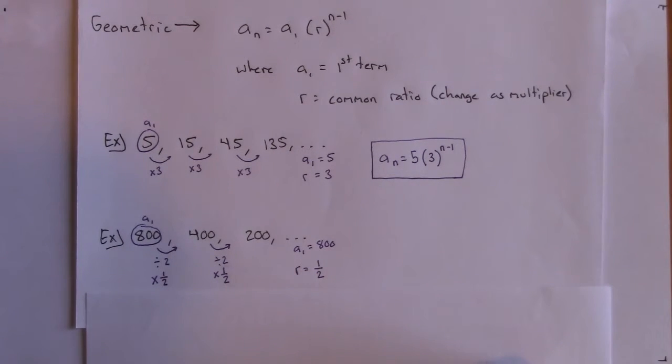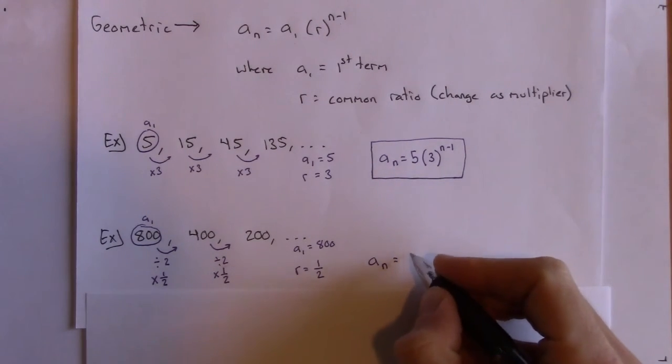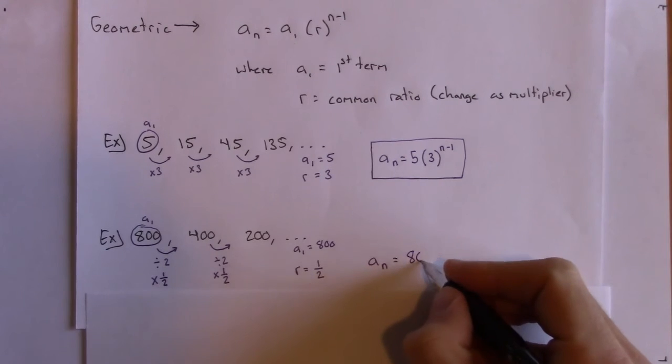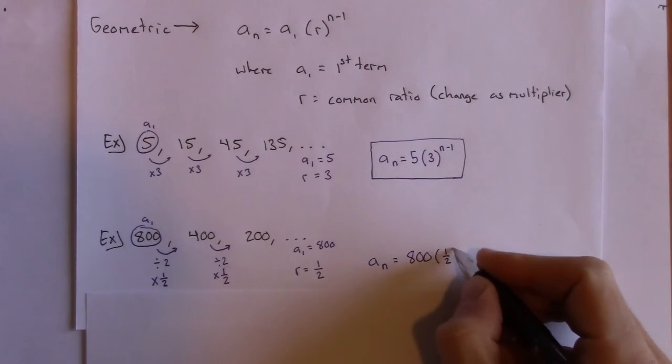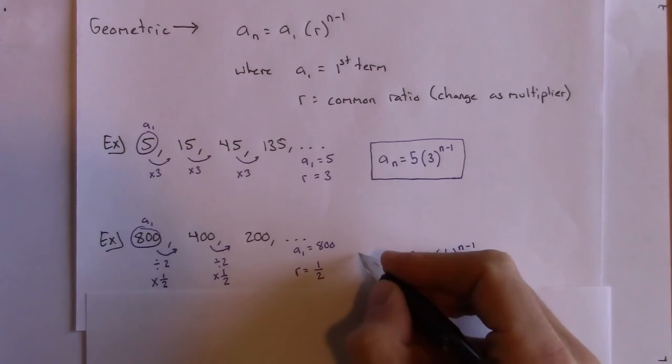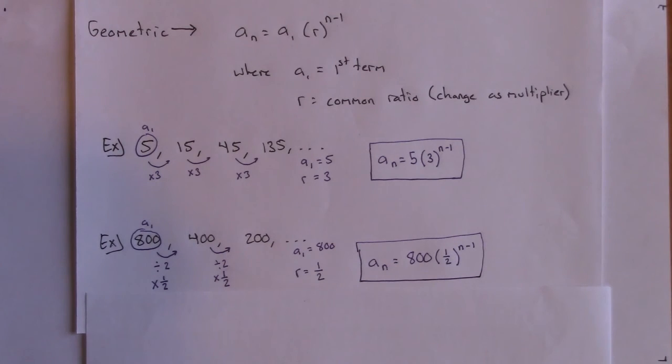Okay? With that in mind, we can then set up our formula. A sub n is equal to my first term, 800, parentheses R, which is 1/2, and then n minus 1. And that would be the formula for this geometric sequence.